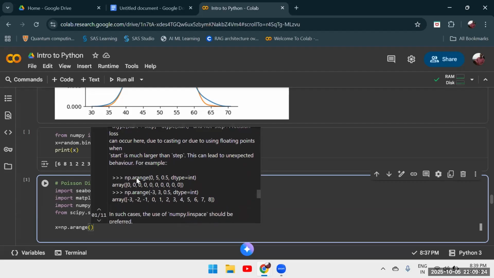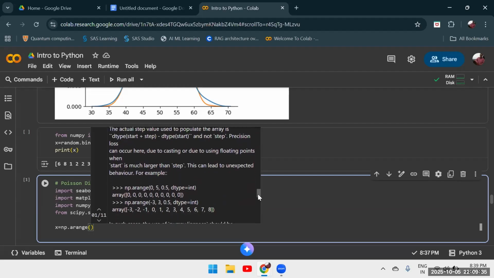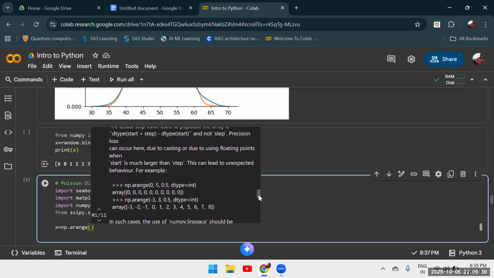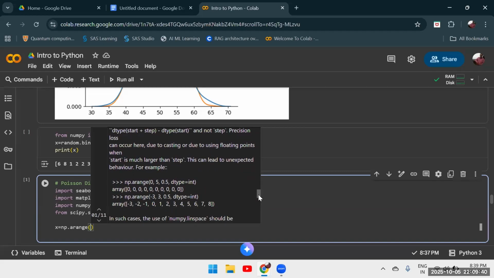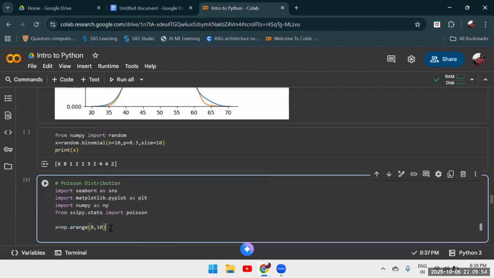What they have done is np.arange of 0, 5, 0.5, dtype of int. Here they are trying to arrange a set of numbers at a specified interval, and the type is going to be an integer. They are giving a few parameters to this, so for now let's take only two. I'm going to say 0, 10, meaning arrange numbers starting from 0 until 10, and assign this value to x.